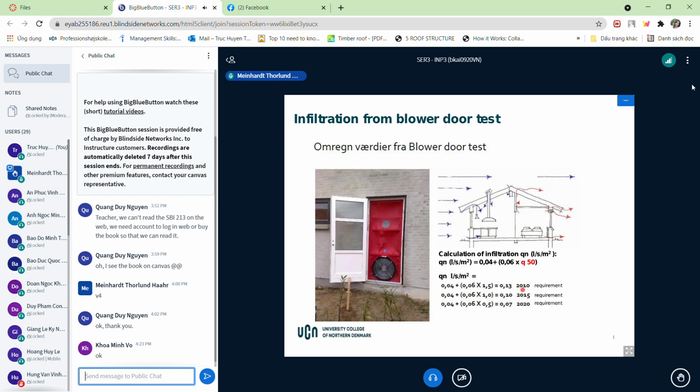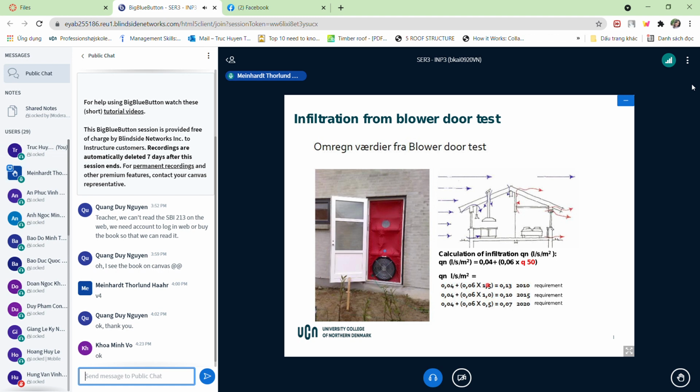So I talked about the blower door tests and the infiltration earlier, but now I want to show you how to calculate the actual infiltration for a building. So we talked about the minimum requirements of the building for 2020.